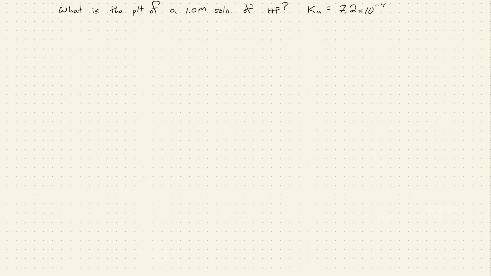Today, we're going to introduce the concept of a buffered solution. So to do this, I want you to try to answer the following question. What is the pH of a 1.0 molar solution of HF? And the Ka value of HF is 7.2 times 10 to the minus 4. I want you to pause and see if you can work through this problem.